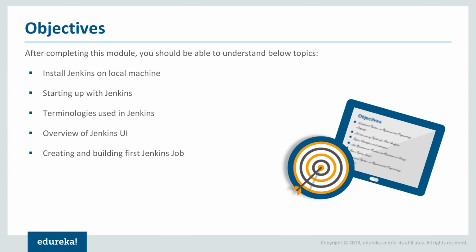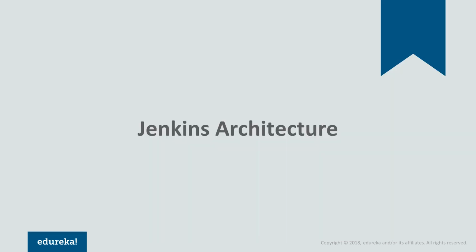Now, the objectives of this video would be to understand how to install Jenkins on a local machine, how to get started with Jenkins once it is installed and configured. We will take a look at some of the terminologies used in Jenkins. And overall, we will take a look at the overview of Jenkins UI. What are the important elements of the Jenkins console? And finally, we will create our first Jenkins job and we will build it for the first use. So with that, let's get started.